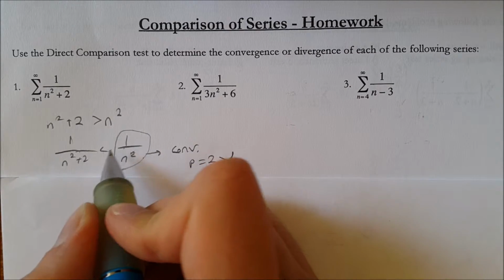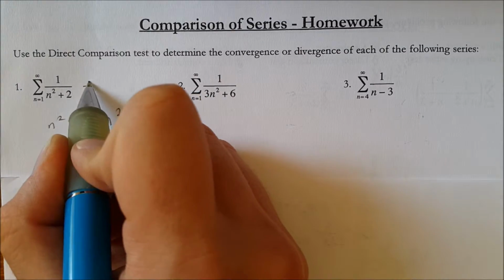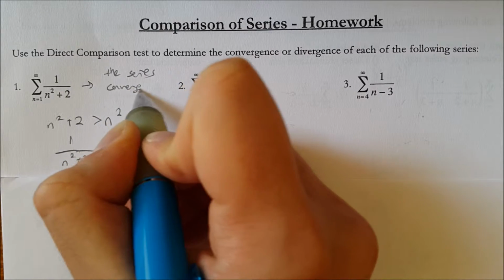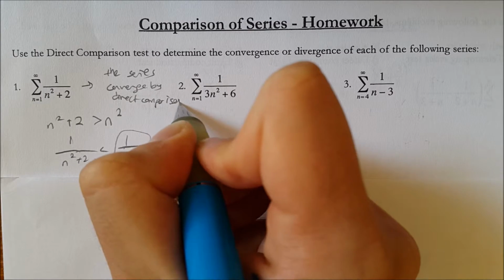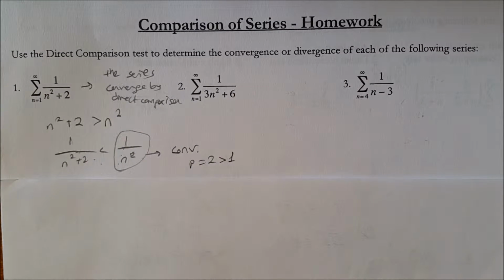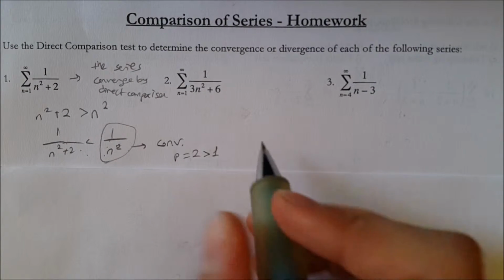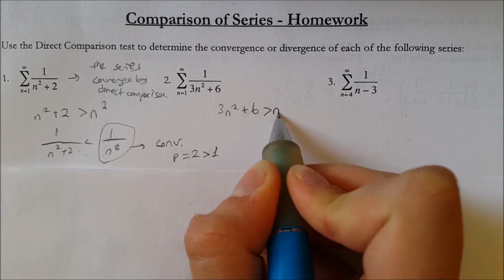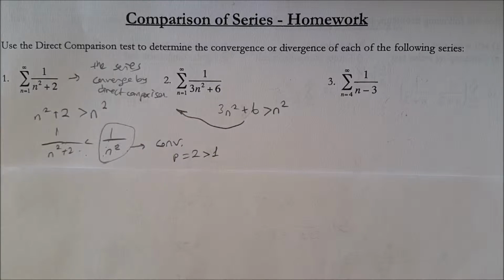Now since this is convergent and this series is smaller than 1 over n squared, then this series converges by direct comparison. This is the phrase you should indicate at the end of every question. In the second one again, 3n squared plus 6 is greater than n squared. So we get the same logic and the answer is converges by direct comparison.